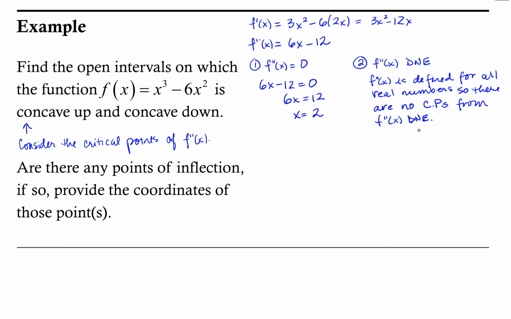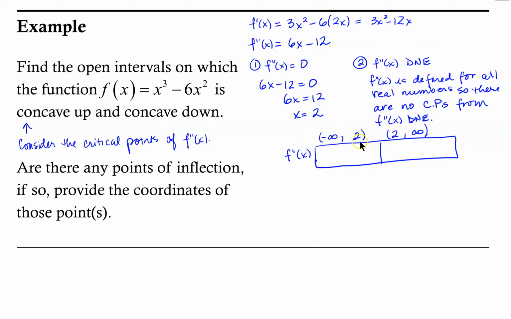So now we need to test the intervals created by the critical points to determine whether or not the second derivative is positive or negative. And since there's only one critical point at x equals 2, that will divide the x-axis into two intervals. One interval is from negative infinity up to 2, and the second interval is from 2 on to infinity. Now what we're interested in is the sign of the second derivative in these intervals. So let's go ahead and choose some test values.